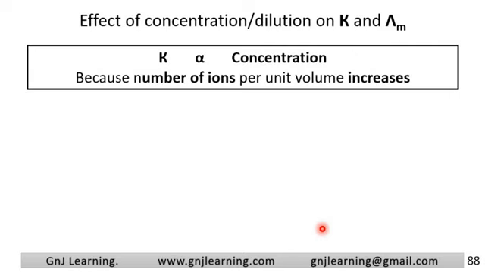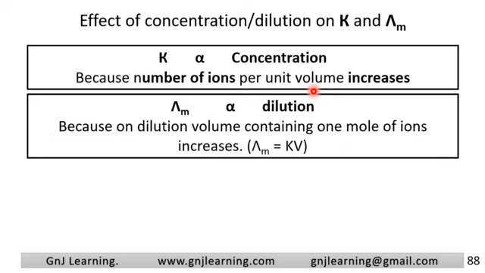With respect to dilution, it is inversely proportional. If you increase the dilution, conductivity decreases. So it is directly proportional to concentration and inversely proportional to dilution. The reason is that the number of ions per unit volume increases, because conductivity is about unit volume. Okay. What about molar conductivity? Molar conductivity is directly proportional to dilution, that is, inversely proportional to concentration.